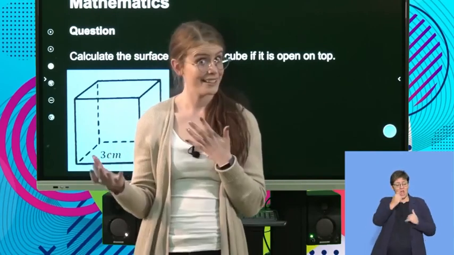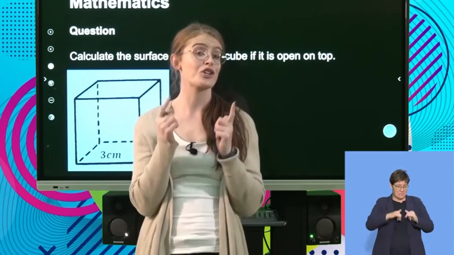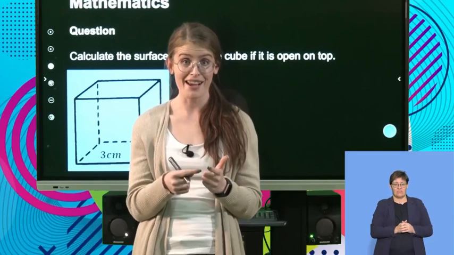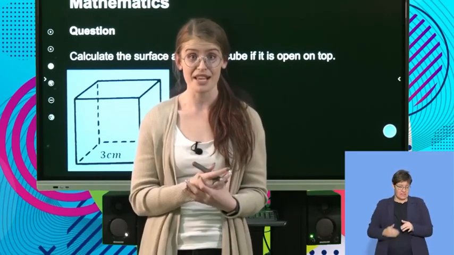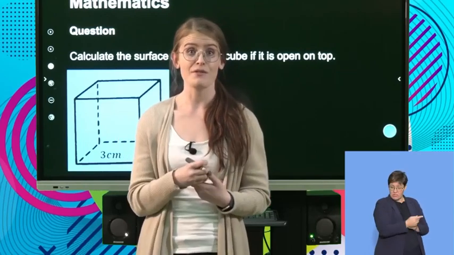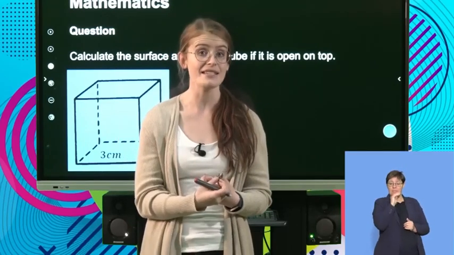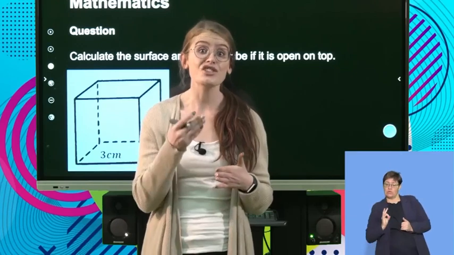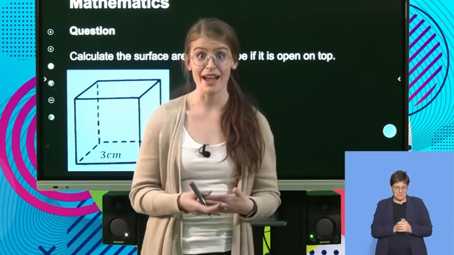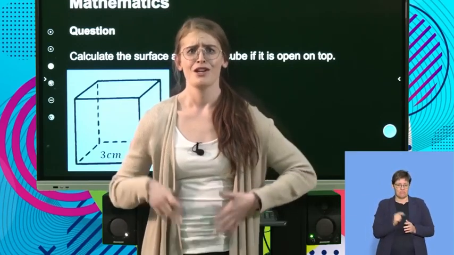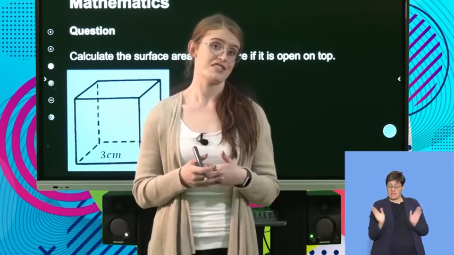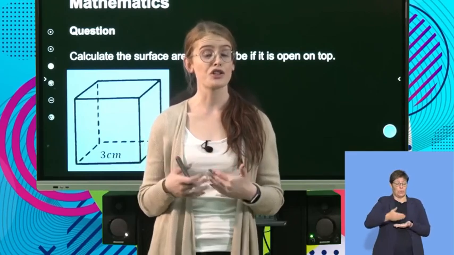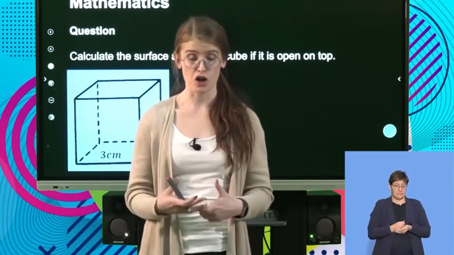No. It's not a problem because I know that a cube is comprised of squares, and I know that squares have equal sides. So having that one piece of information that says 3 centimeters means that each side of the cube is in fact 3 centimeters. So this question has a bit of a trick to it. We've been asked to calculate the surface area of the cube if it's open on top.